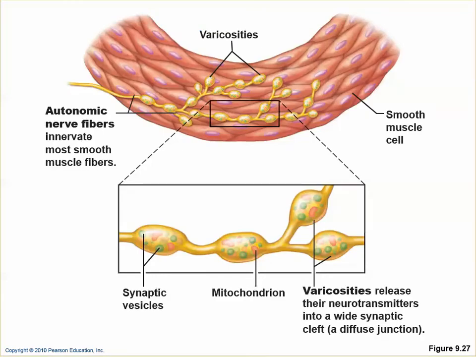So it ends up looking like this. When the varicosities release the neurotransmitter, instead of being in a synaptic cleft, it ends up bathing that whole area of smooth muscle and will excite many cells, each one separately, and cause them to contract.